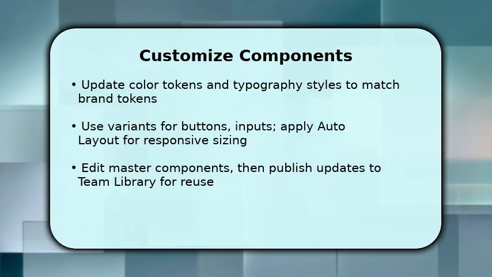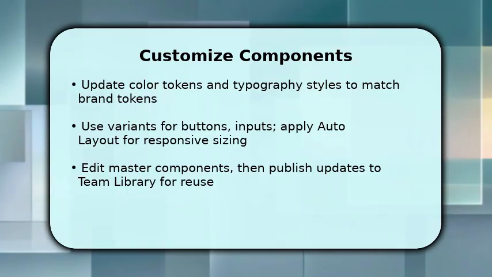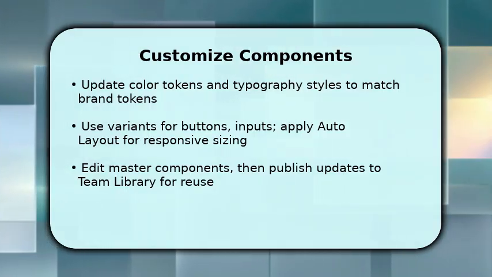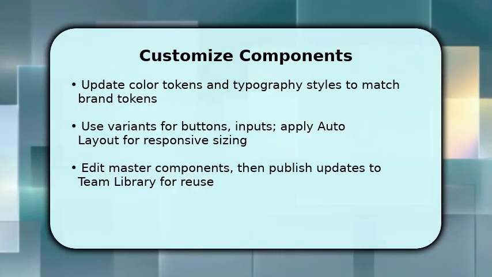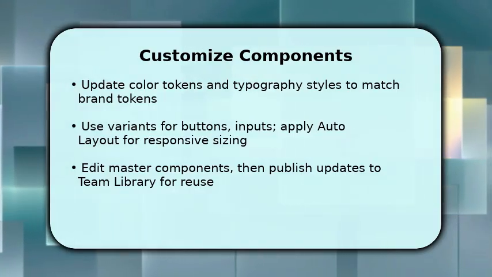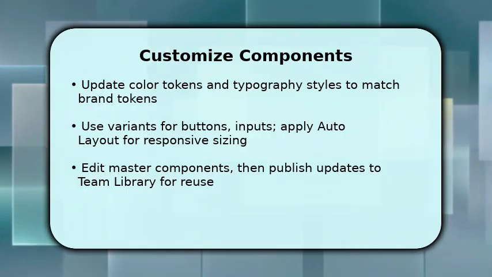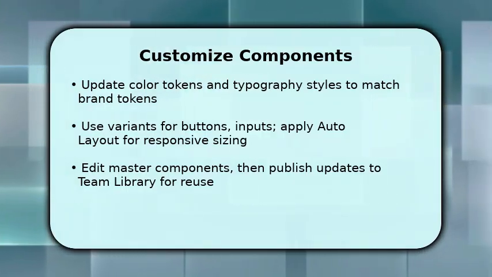Next, convert repeated states into variants and apply auto layout to containers so elements scale predictably. Once you modify a master component, publish those changes to the team library so teammates get the updates. By working from tokens to components, you reduce inconsistencies and speed handoff to developers.